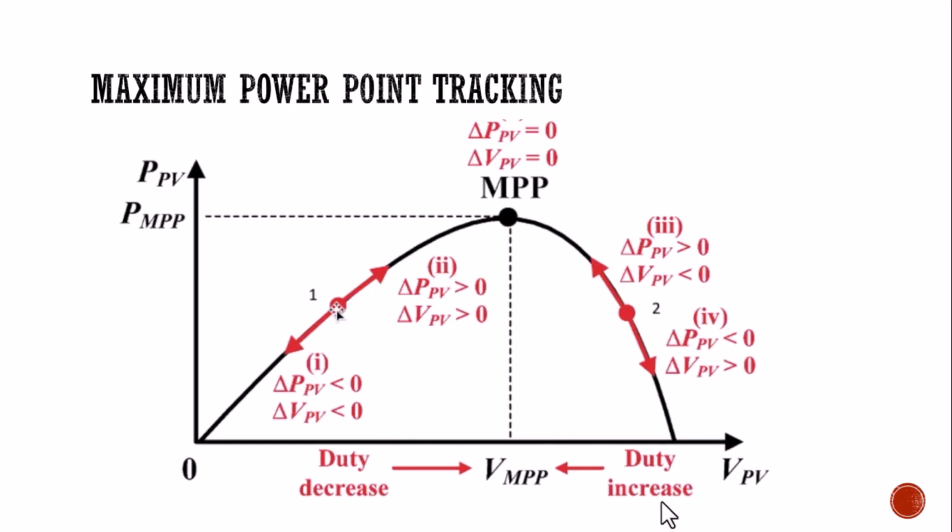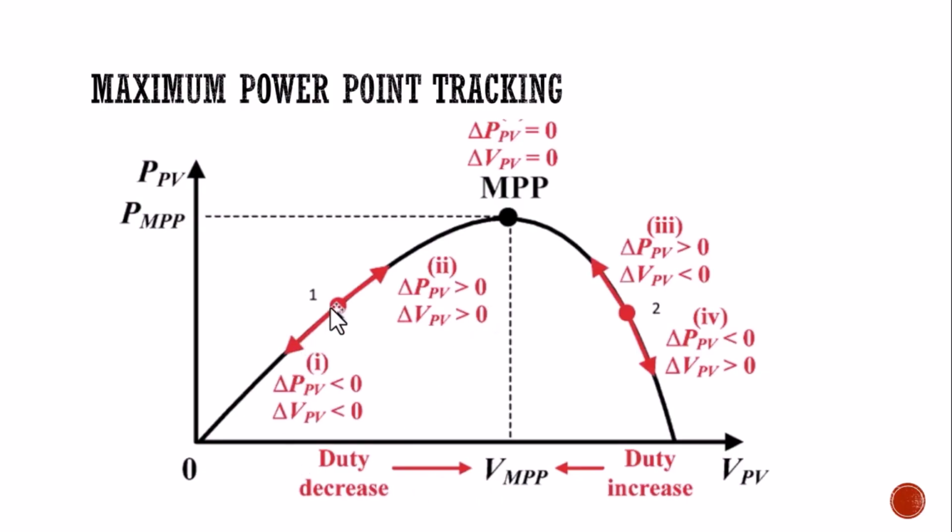Now, let's understand how the perturb and observe MPPT algorithm works by looking at this power-voltage characteristic curve of a photovoltaic module. This curve plots the PV output power on the vertical axis and the PV voltage on the horizontal axis. As sunlight conditions change, the operating point of the panel moves along this curve. The peak of the curve represents the maximum power point, or MPP, which is the optimum.